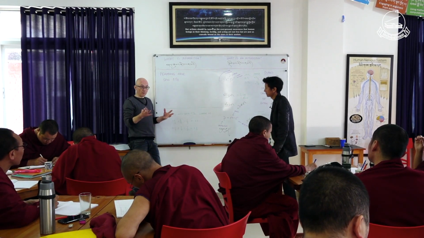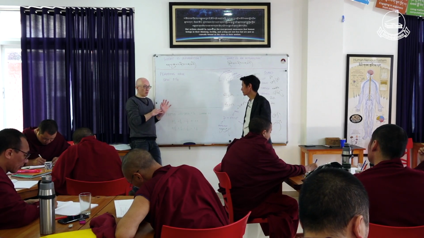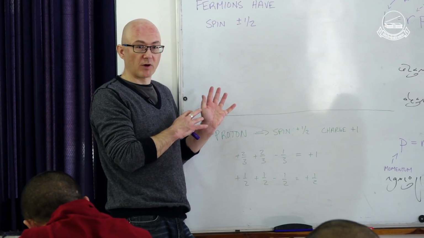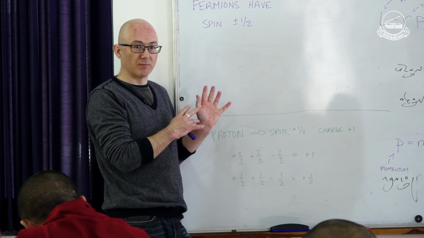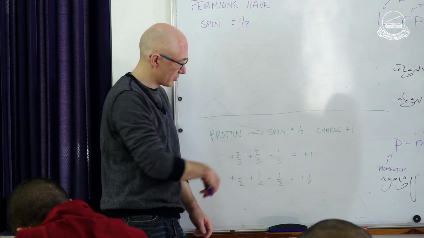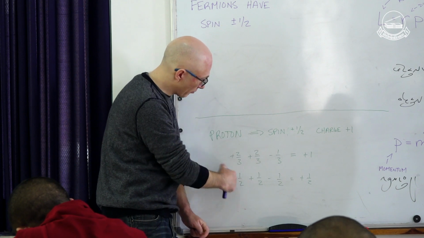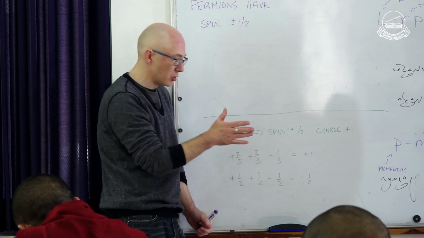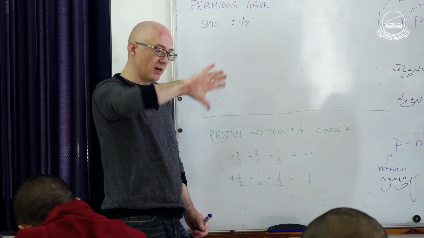So that's what spin is. We're going to actually talk a little bit more about spin probably this afternoon, but that's basically what spin is, and so that's what we're measuring here. So in the proton, that means that two of the quarks are spinning this way and one is spinning that way.